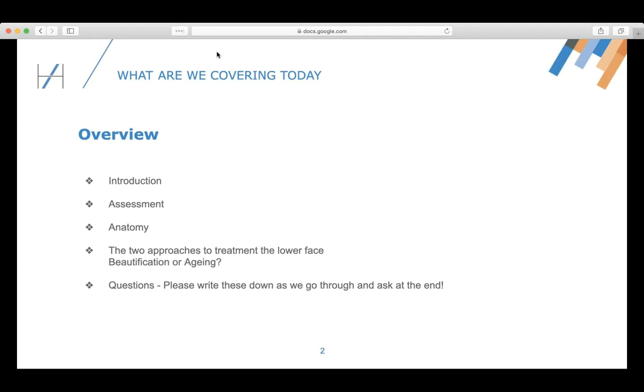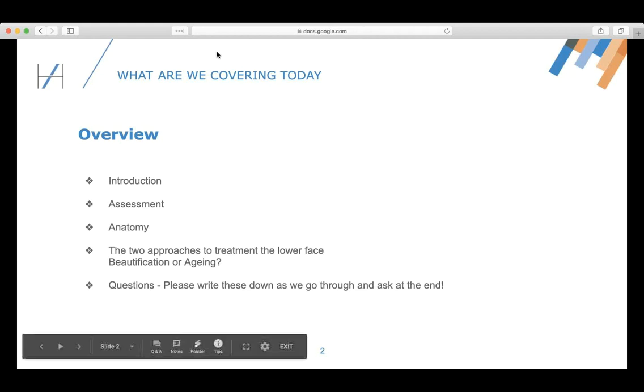Next up, we're going to be talking about anatomy, some of the key anatomy that you need to know, the changes that occur with aging, and also about beautification, and how placing filler in certain areas can help restore and rejuvenate the lower face. Next up, we've got the different approaches we were talking about, the beautification or anti-aging, and then we're going to do a Q&A at the end.